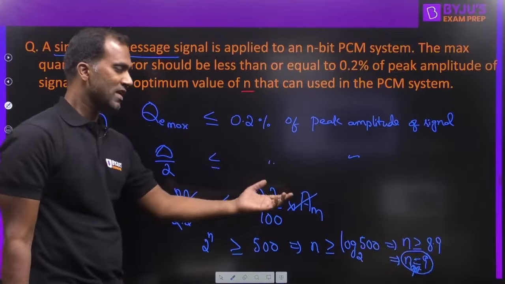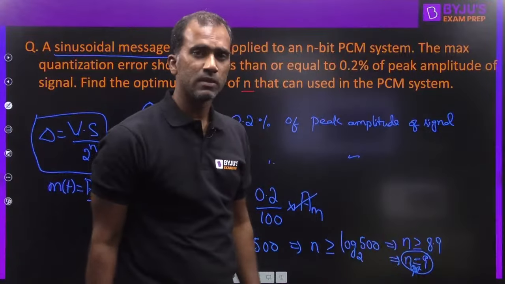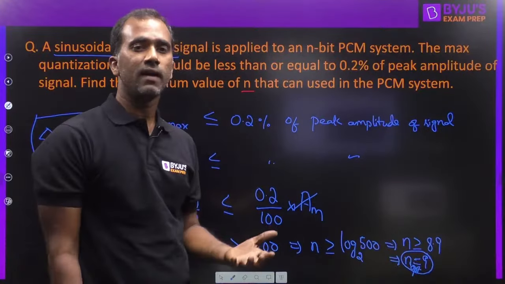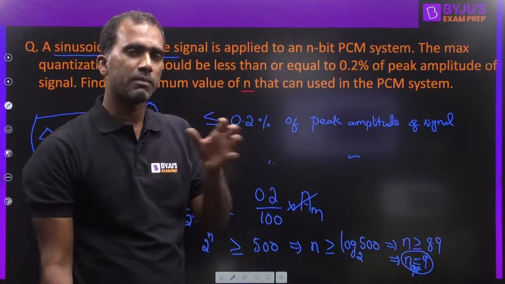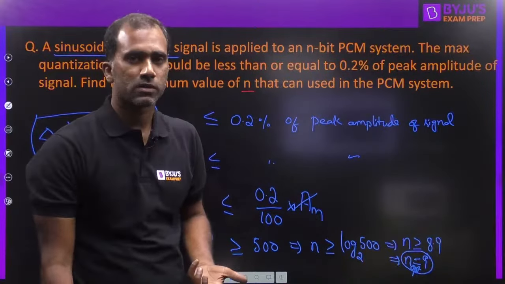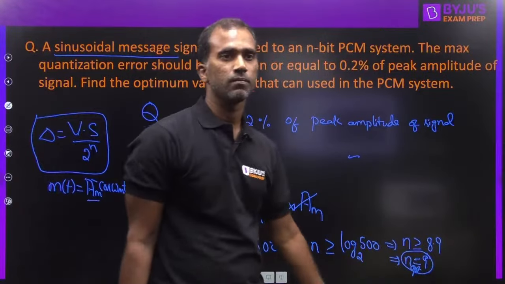Why? Because we can choose 10 also to satisfy this condition. Quantization error will be less than 0.2%. But as you increase the n value, bitrate increases, and hence the bandwidth requirement also increases. So the minimum value of n will be more advantageous for us. Satisfying this condition, the minimum value of n possible is 9.